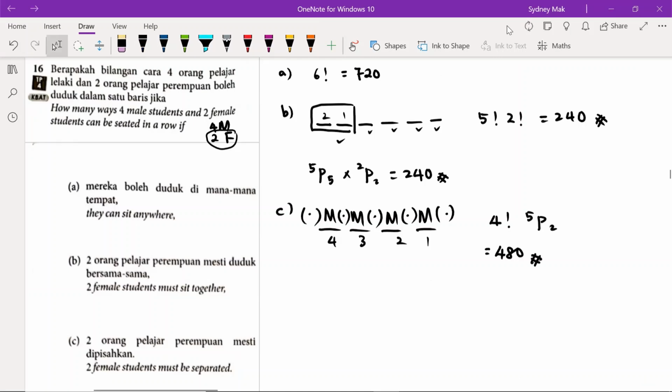We can also use the number of arrangements when there is no condition imposed to minus away the total arrangements when the 2 females have to be seated together. So therefore, we take the answer from part A minus the answer from part B. So 720 minus 240, we get the same answer, 480. Okay, all right, that's it for question number 16.